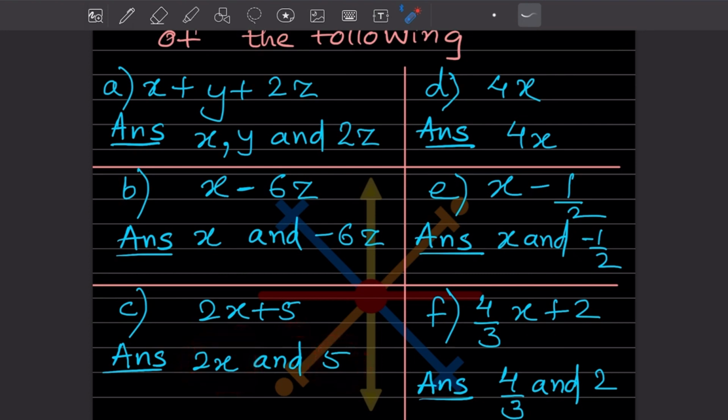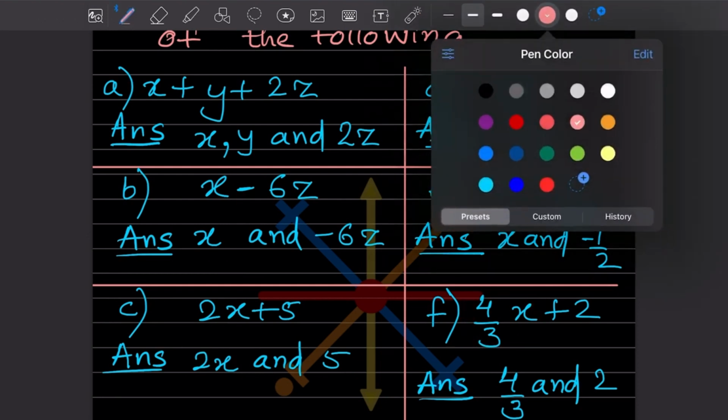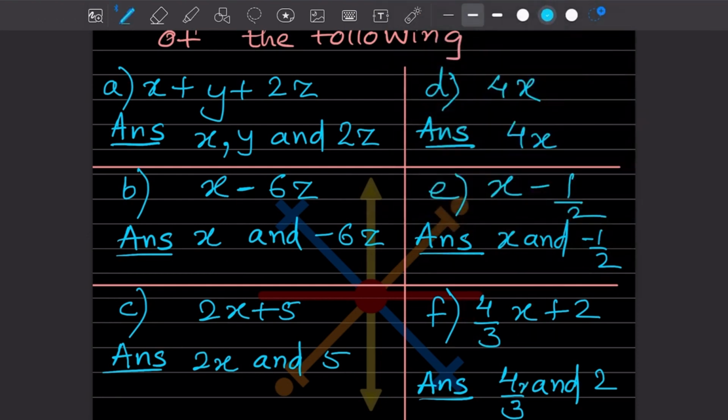Okay, now 4x, this is just one term. X, and again here can you see this is minus 1 by 2. So x and the second term is minus 1 by 2. Okay, don't forget the minus 1. And here 4 by 3 x is 4 by 3, this will be x over here. Okay, and 2.